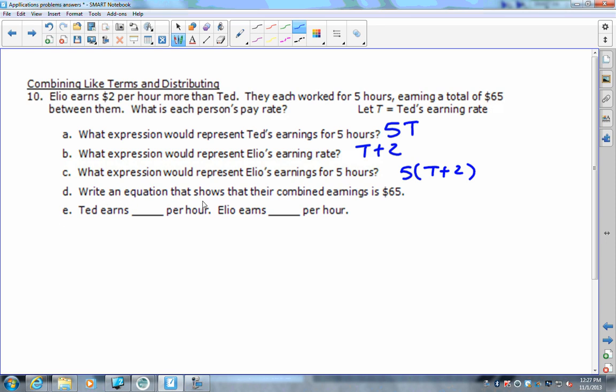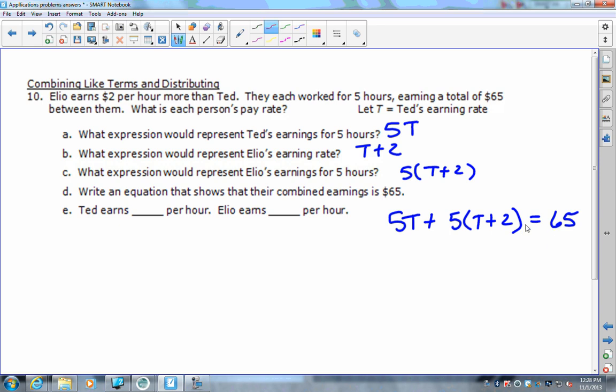Write an equation that shows their combined earnings. Now listen, it's saying that they earn a total of $65. So what you're going to do is take Ted's, which is 5T, plus Elio's, which is 5 times T plus 2, and that equals 65. You asked how much he earns per hour. We're going to find that out.